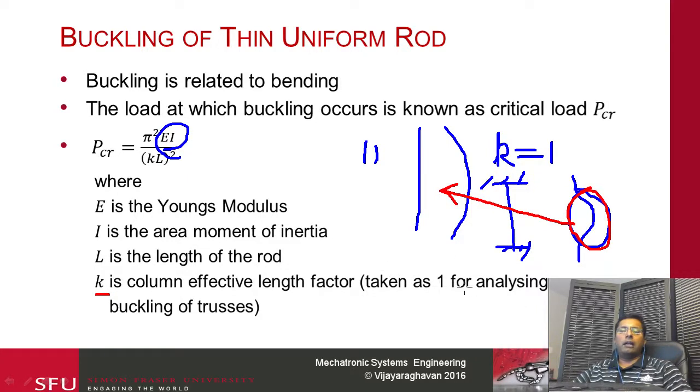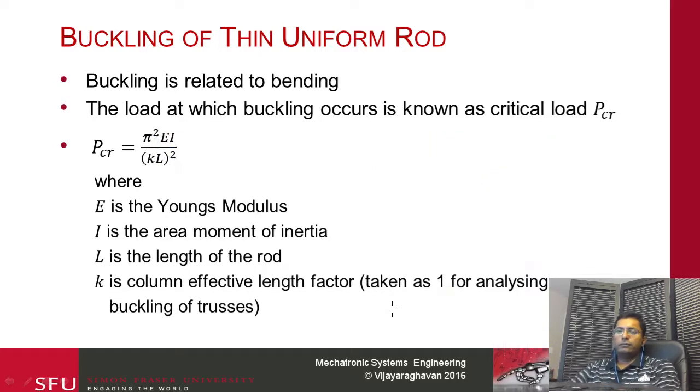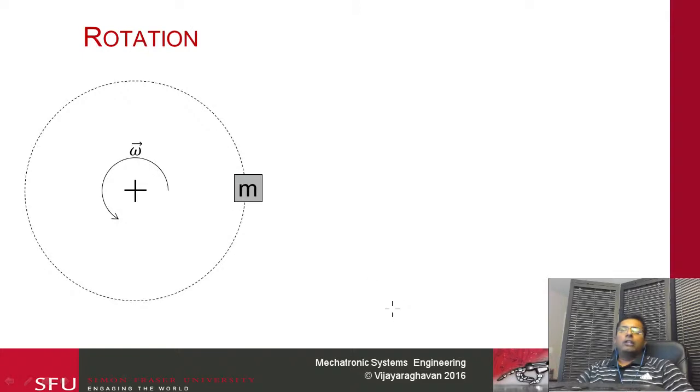For our analysis with trusses, K is always going to be 1 when you're doing truss analysis. More importantly, any truss section which is in compression needs to be evaluated for buckling. So it's really important that we do that in our designs. The next thing we're going to do is look at rotation.